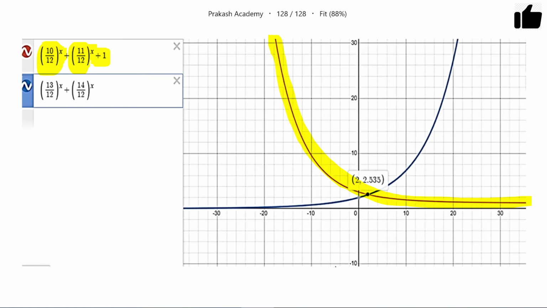Now let us consider the right hand side. You have (13/12)^x + (14/12)^x. This is your g(x), that is the right hand side. You can clearly see these two functions cross at x equals 2, and the corresponding y value is 2.535. So this illustrates how you can solve this problem using the inspection method, and by adding the concept from calculus that one is a monotonically increasing function and the other is a monotonically decreasing function.